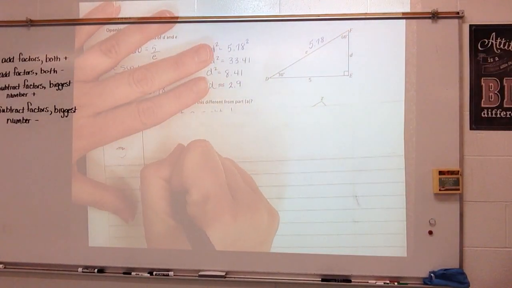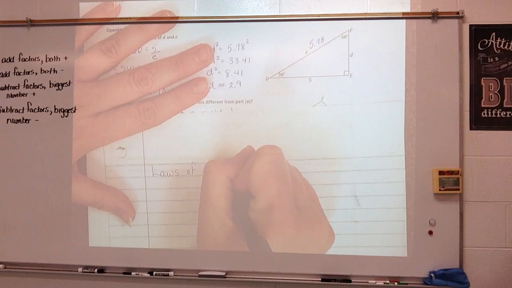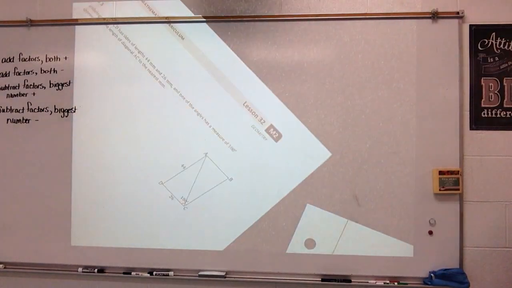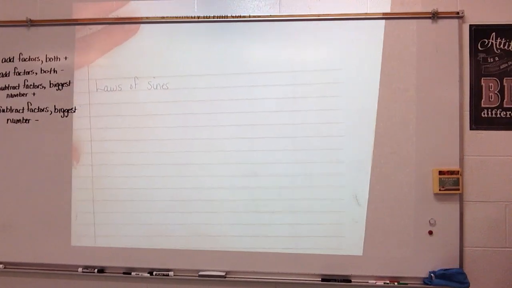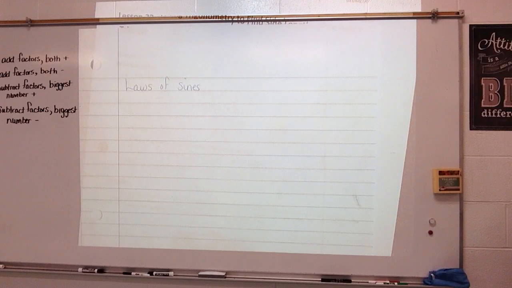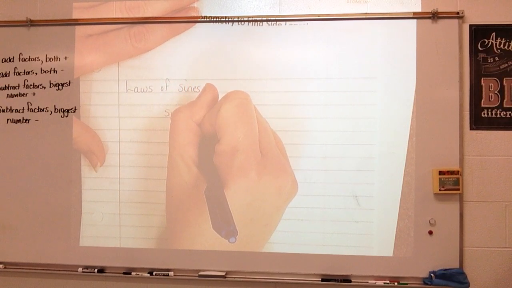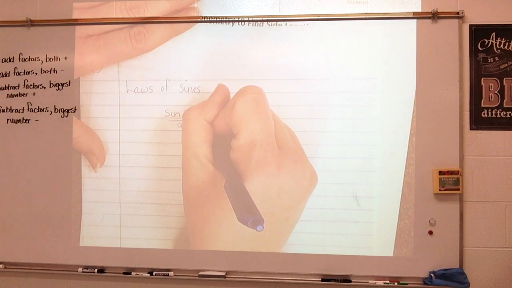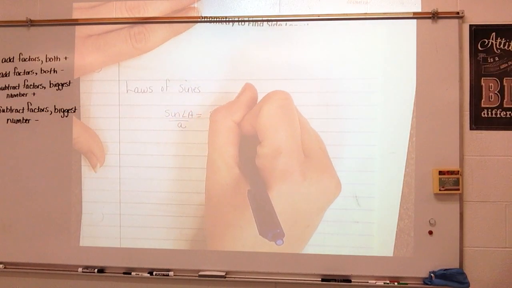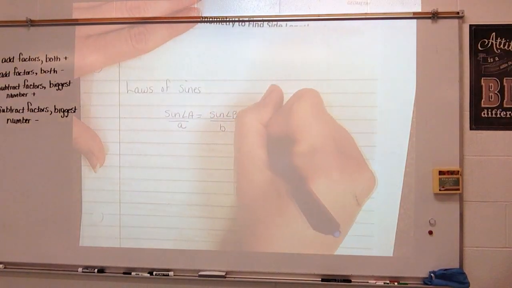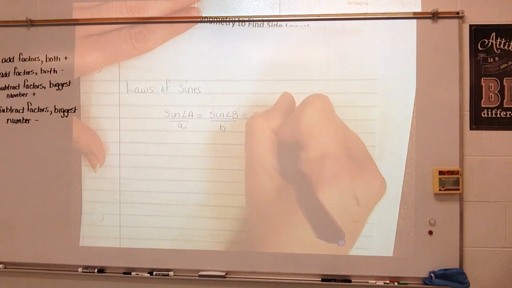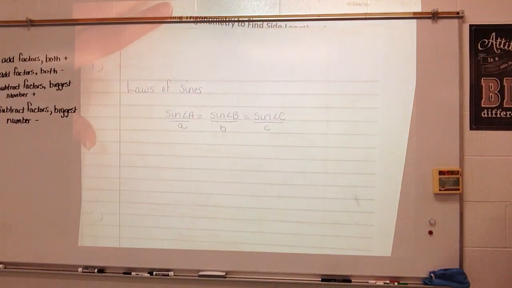The law of sines says for an acute triangle ABC with angle A, angle B, and angle C, and the sides opposite them as small a, small b, small c, the law of sines states that the sine of angle A divided by a is equal to the sine of angle B divided by b is equal to the sine of angle C divided by little c.